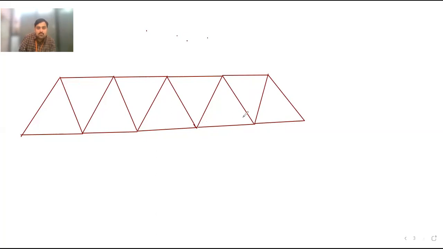Okay. So how many triangles are there? 1, 2, 3, 4, 5, 6, 7, 8, 9.